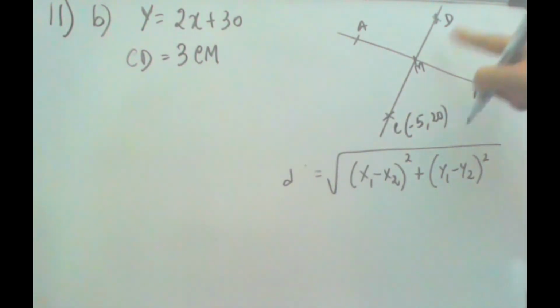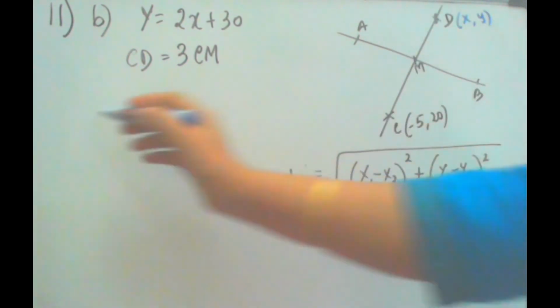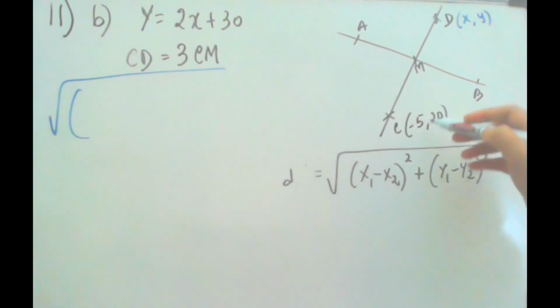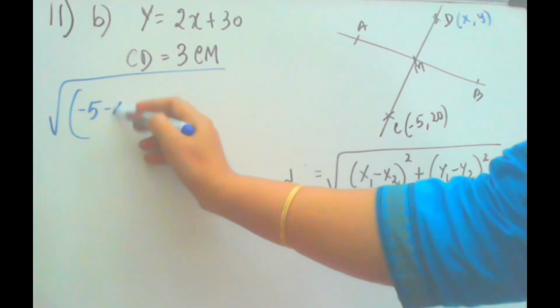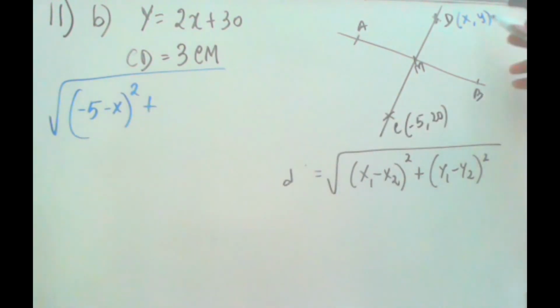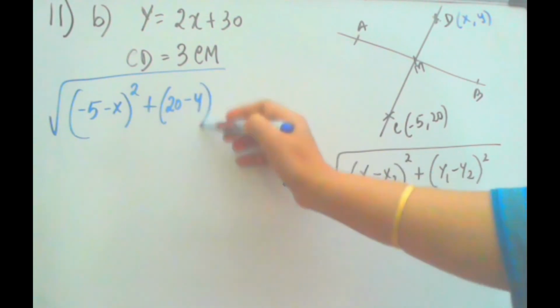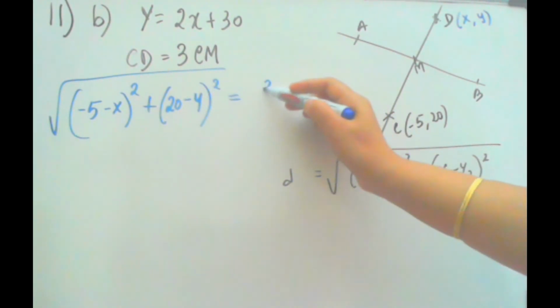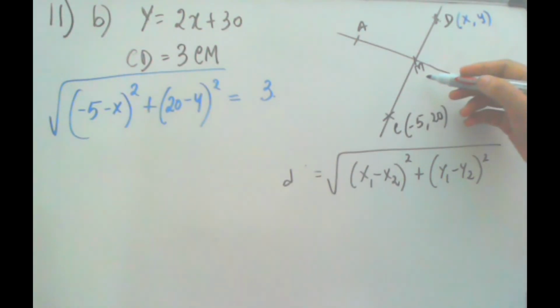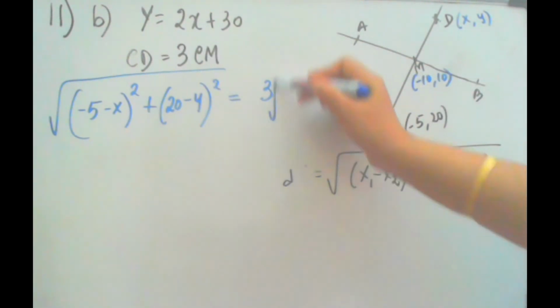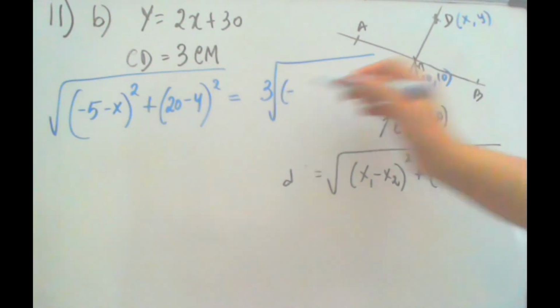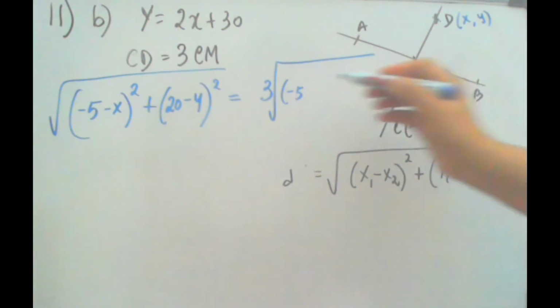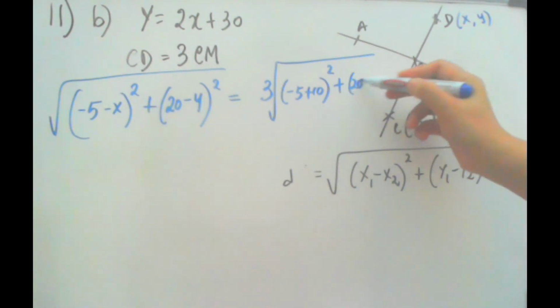CD, okay, and CM. D we don't know, let us write x comma y. So what is the distance CD? It is square root of difference in x coordinates, minus 5 minus x whole square, plus difference in y coordinates, 20 minus y its whole square, equal to 3 times CM. For the coordinates of M, it was minus 10 comma 10. Okay, so we will apply the distance formula here. It is square root of distance between x coordinates of CM, so minus 5 minus of minus 10 whole square plus 20 minus 10 whole square.